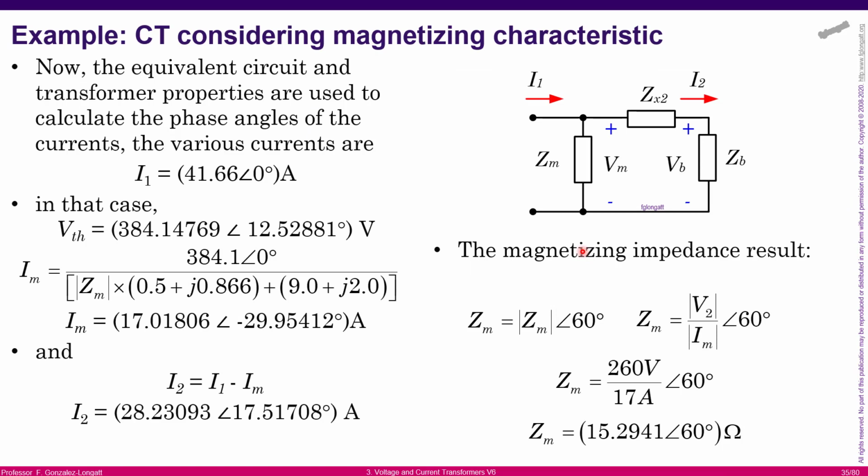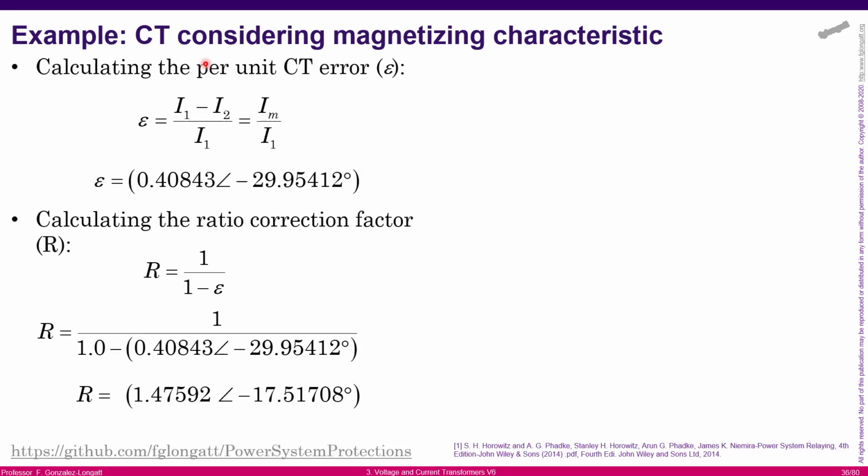But for this calculation, we show that this is the operating value at that very specific current. Now that we know the primary current, 41.66, and the magnetizing current, 17 amps, the final step is calculating the per unit current transformer error. Using the basic definition, we obtain a per unit CT error of 0.40. Then we can calculate the ratio correction factor, and the resultant ratio correction factor is 1.47.